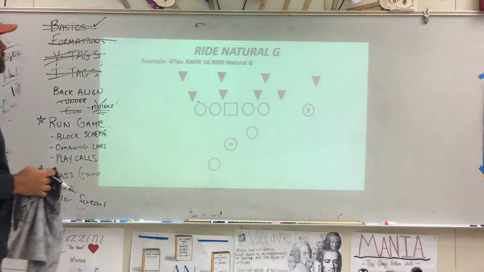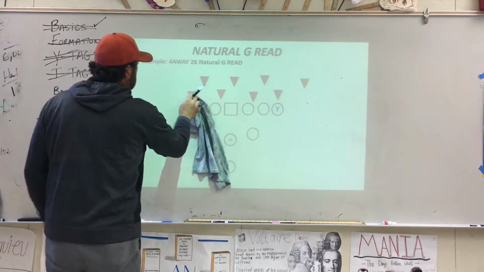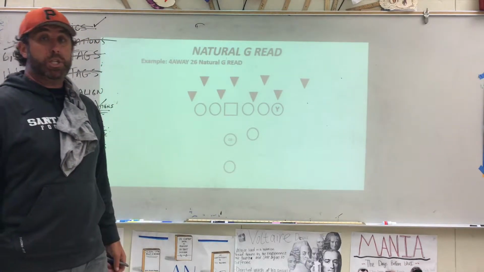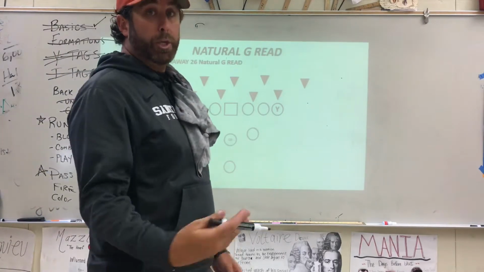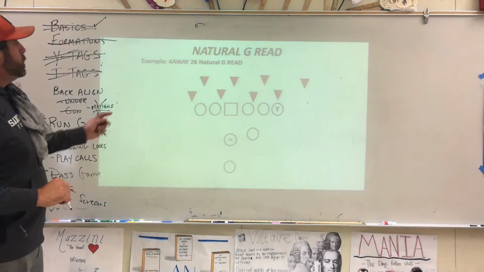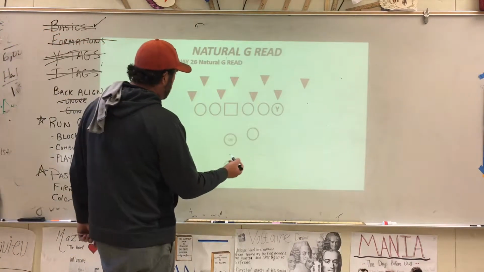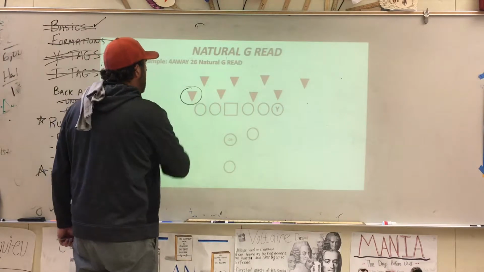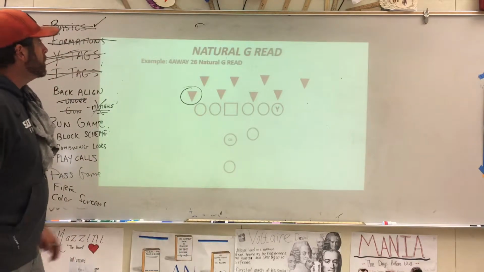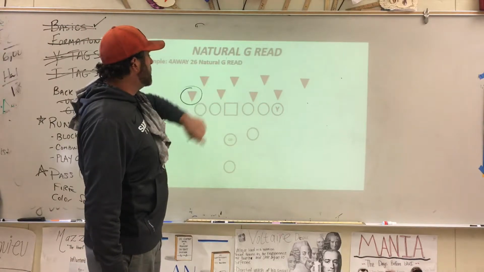All right. As we get a little more experience, and some of you guys might want to do this year because you've got the quarterback to do it, and you want him to run the ball a little bit, we do read as well. 26 natural G, read. When we read, it's the quarterback. He's going to be reading the end away from the call. So the linemen don't care. All they heard is 26 natural G.